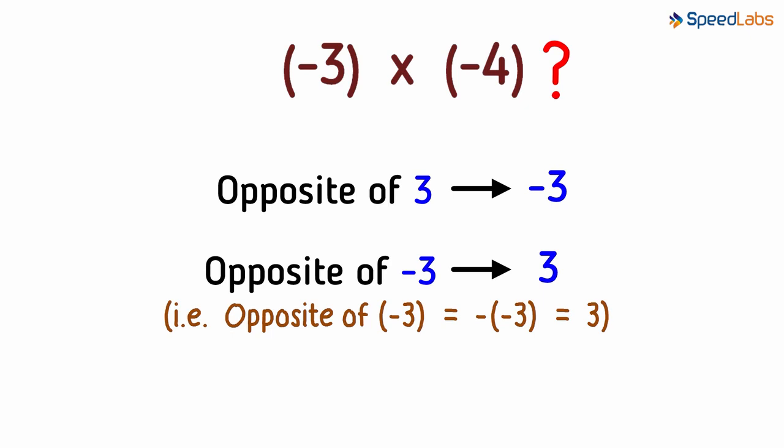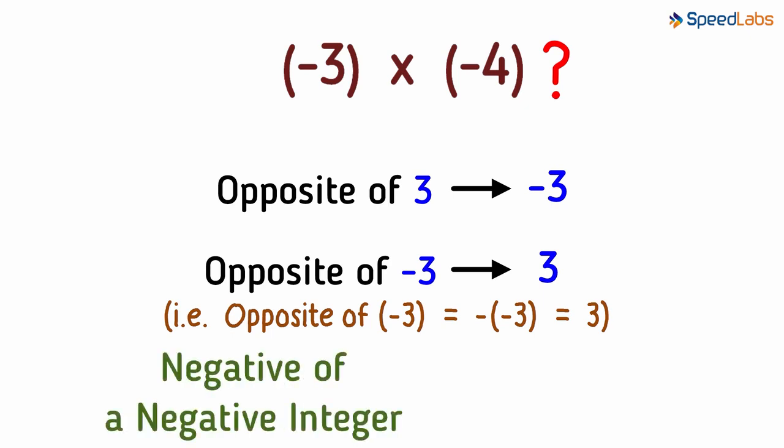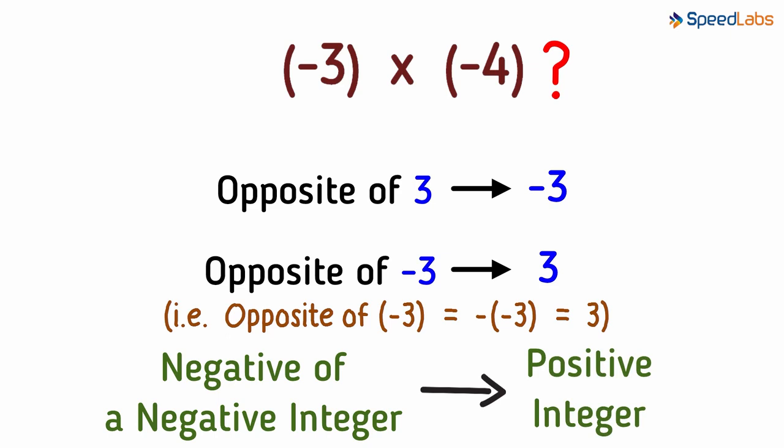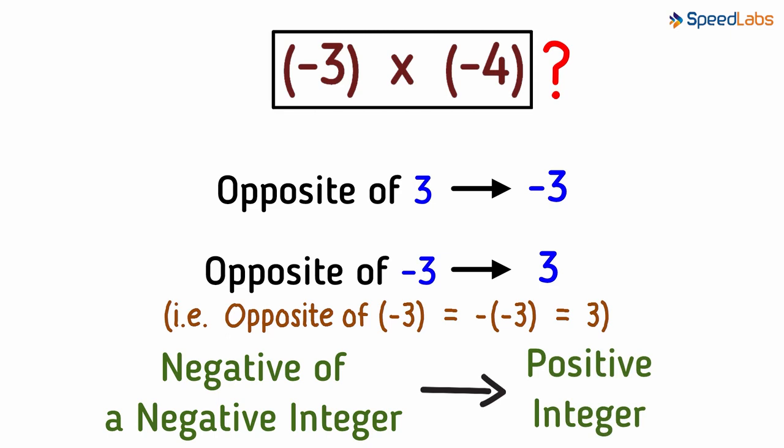Now it would be easy for you to answer this question. What is the negative of a negative number? This also tells us that the negative of a negative integer is a positive integer. So what will be the product of negative 3 and negative 4? We know that their product is surely positive.